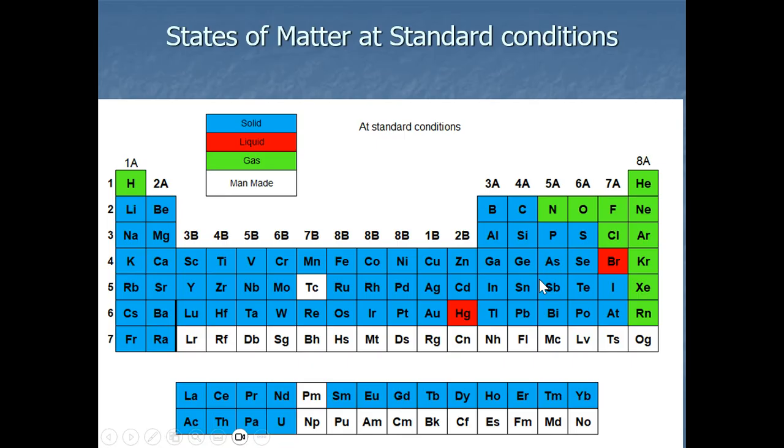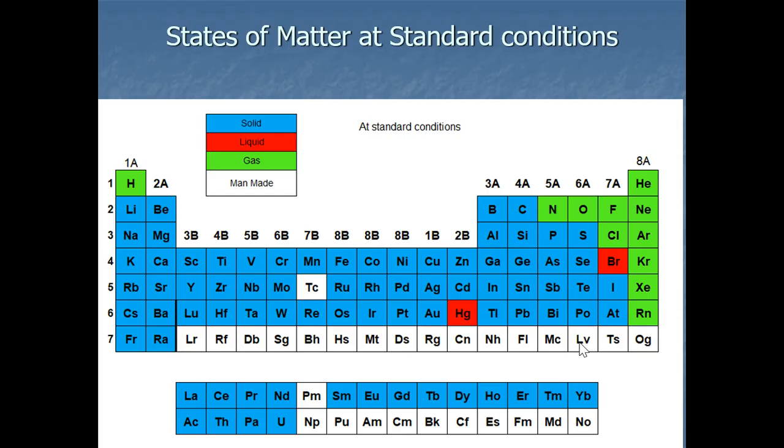The blue ones, as you can see, are the majority of the periodic table. That means those are solid in their standard state. A lot of those, not all of them, but the majority of those are metals. And then finally, the ones that are in white are the ones that are man-made, meaning they do not exist in nature. They were created purely in a cyclotron or some other device that allowed the fusion of nuclei to make a bigger and bigger atom.